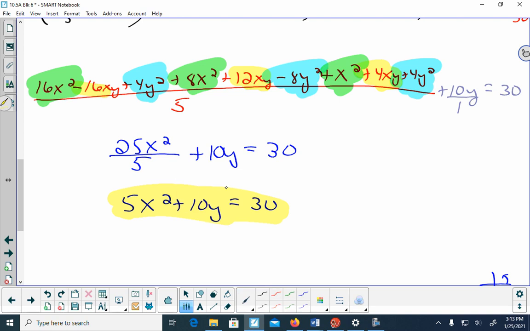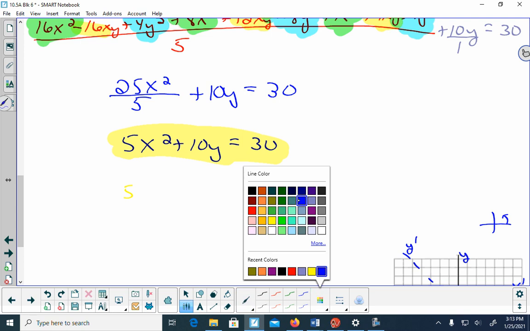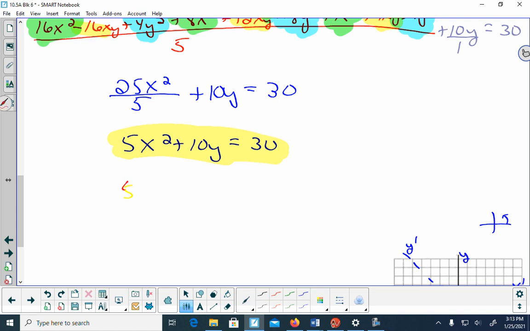Now, when I look at this, remembering all the properties that I learned from 10.1 through 10.4, I realized that I only have an x squared, nothing else is squared, which means that my conic is going to be a parabola. So remember, when I have a parabola, I put whatever's squared on one side, everything else on the other side. So I'm going to write this as 5x squared is equal to negative 10y plus 30.